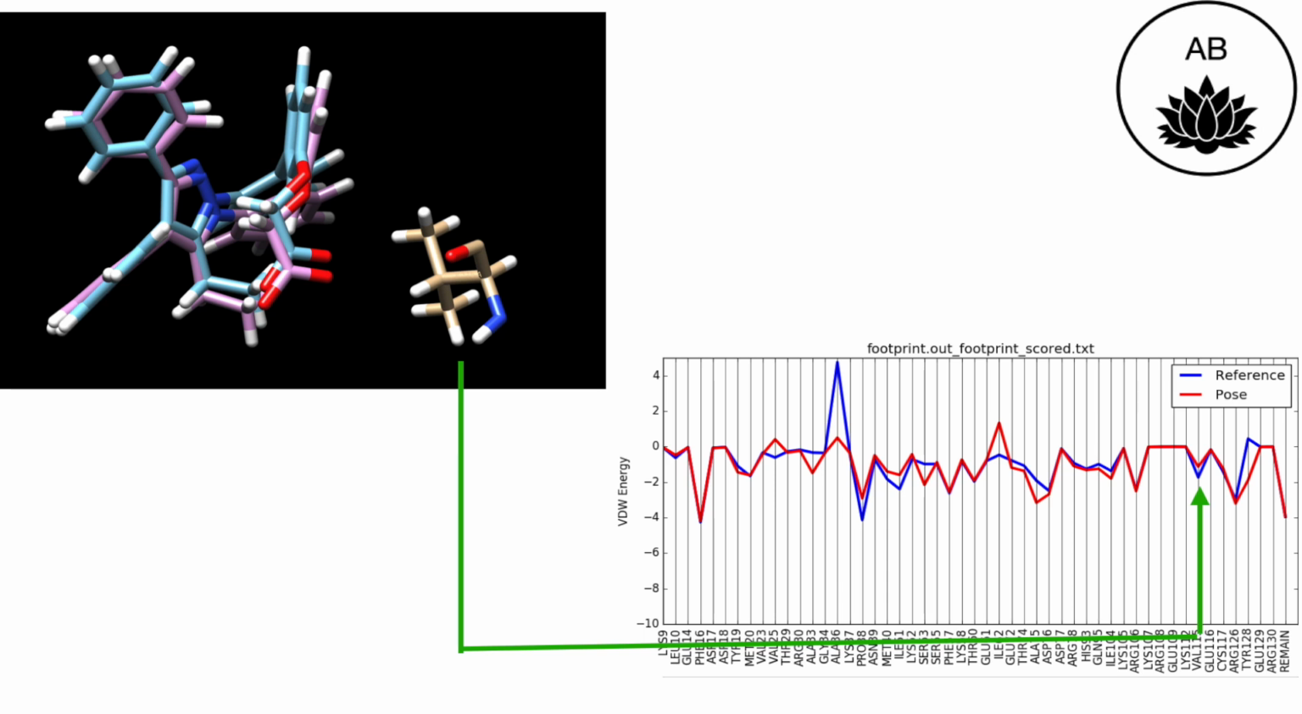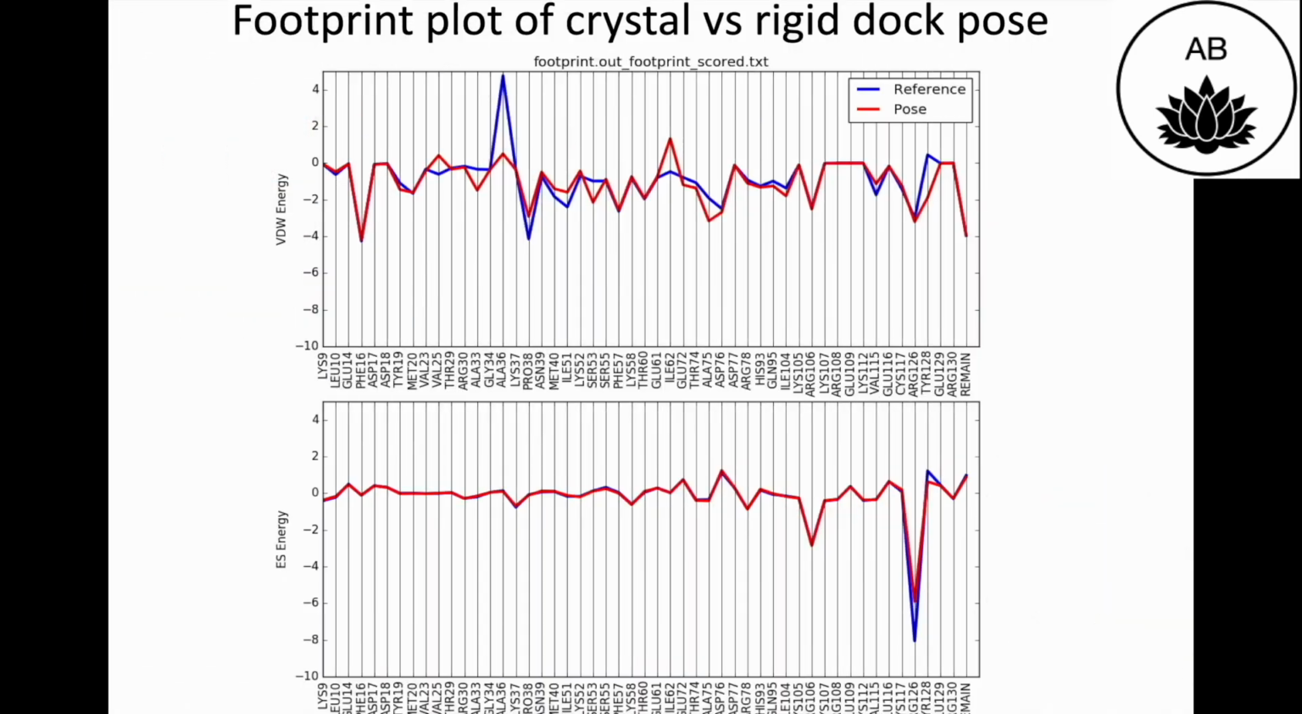In this plot, the blue line is the van der Waals energetic interaction of the crystal structure ligand with the receptor, and the red line is the van der Waals energetic interaction of the docked ligand with the receptor. So this is how the interactions will be denoted all throughout. Just a plot on top, the van der Waals energy plot.